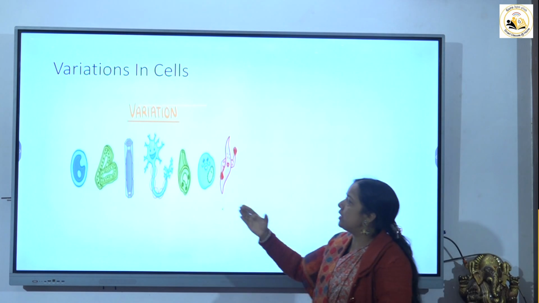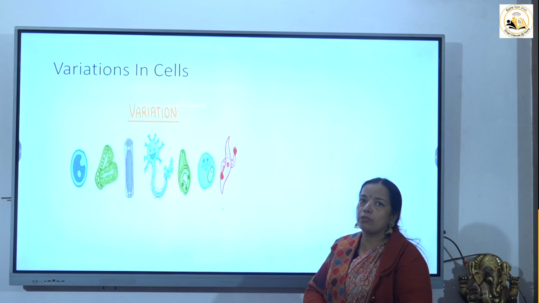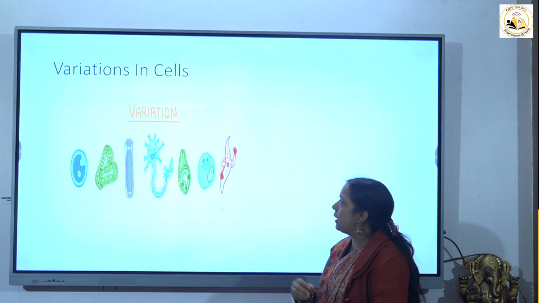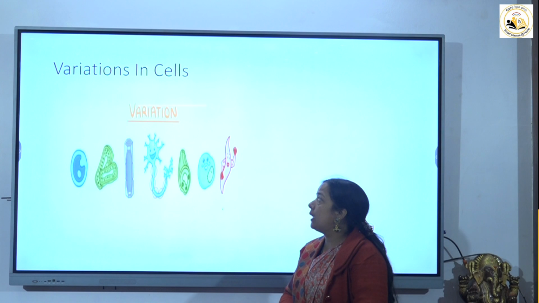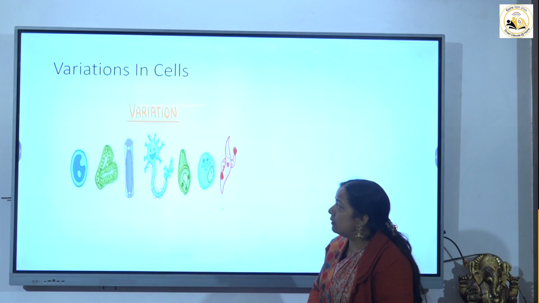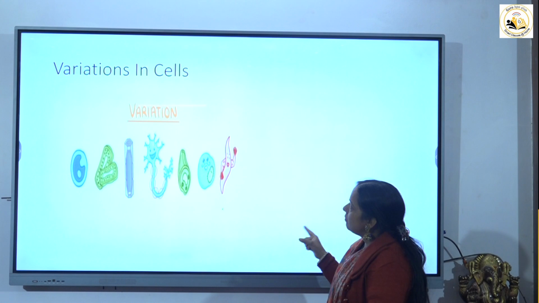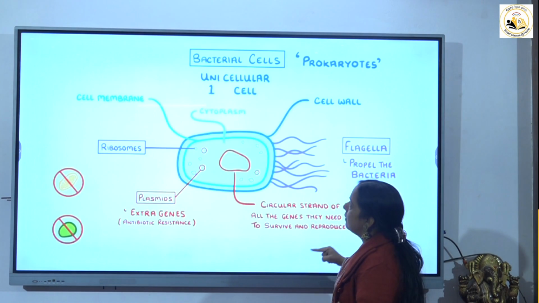These are the different variations present in the structure of the cell. The cell may be spindle shaped, it may be round shaped, it may be very long like a nerve cell, it may be spiral shaped, it may be flagellated. There are different types of cells, with different variations in the structure of the cell.